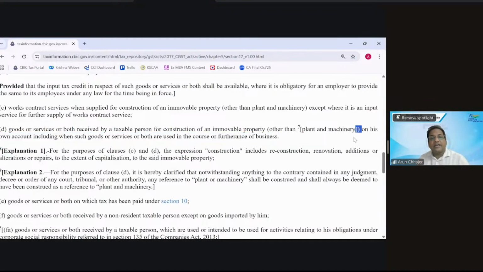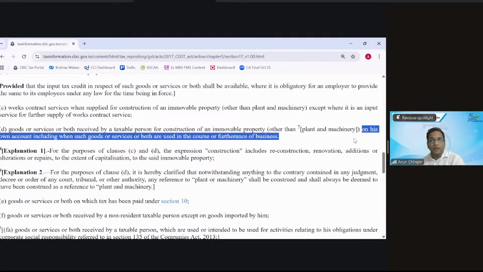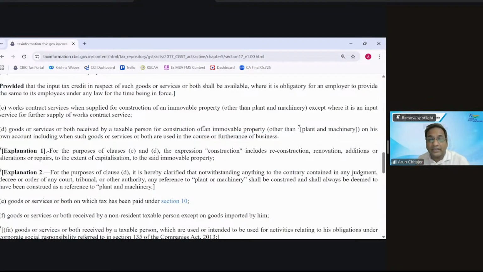when the services are used in the course or furtherance of business. How will you reply to this problem? First, you will tell me it is for another client and not on his own account. Point number one is clear. Second, you must write, in my understanding, that it is also not the construction of an immovable property.